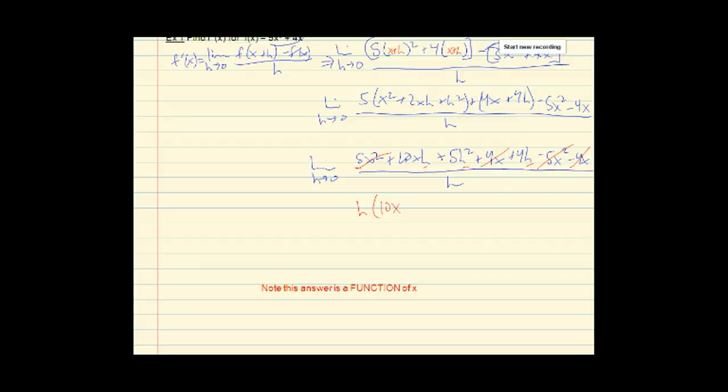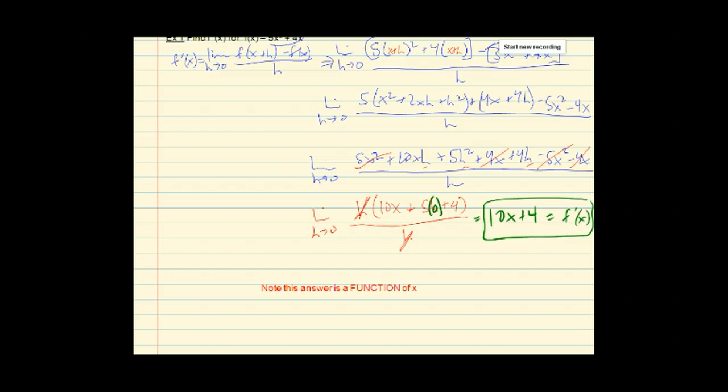So I factor out the h, and I'm left with 10x plus 5h plus a 4, like so. And then it's all over h. And sure enough, I can cancel out those h's. Is it safe now to plug in h equals 0? Sure, so I'll do that right there. And then what am I finally left with? 10x plus 4. And that, kids, is the derivative of my function at any point.